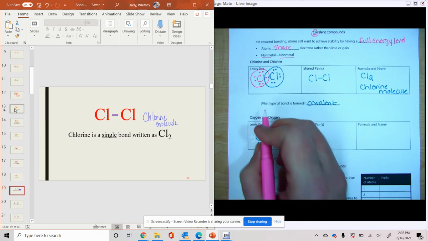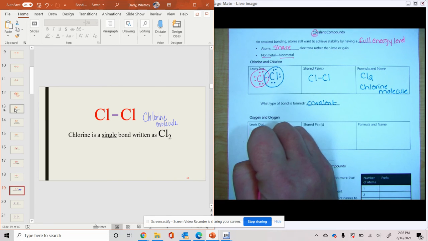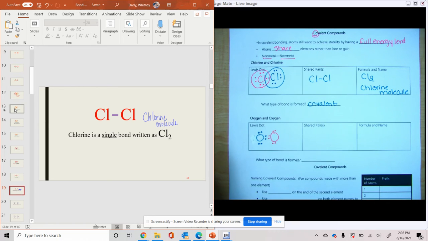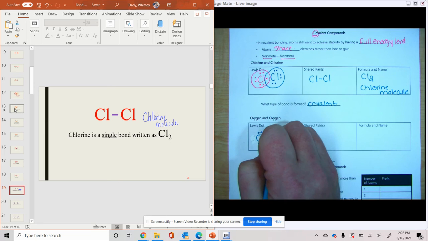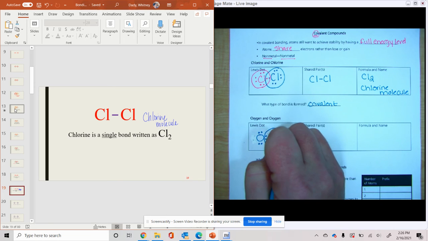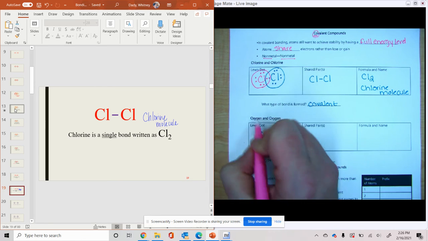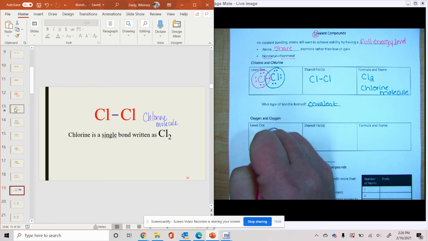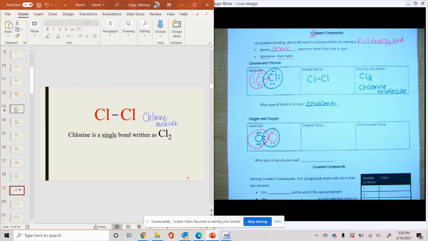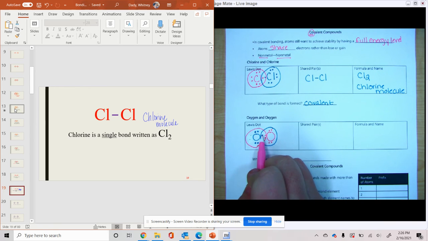All right, I'm going to draw another oxygen. 1, 2, 3, 4, 5, 6. Can you see how they will pair? And now I have 8 over here, and I have 8 over here. So how many pairs did they share? They actually share 2 pairs.